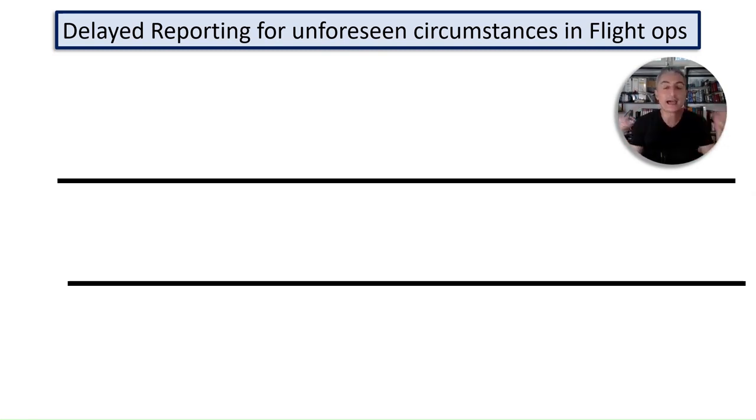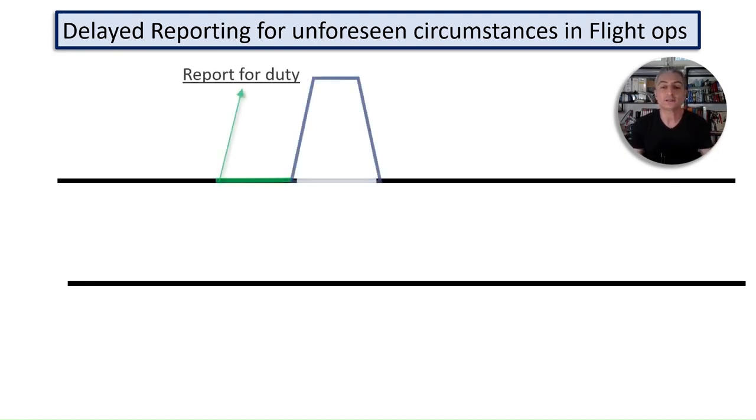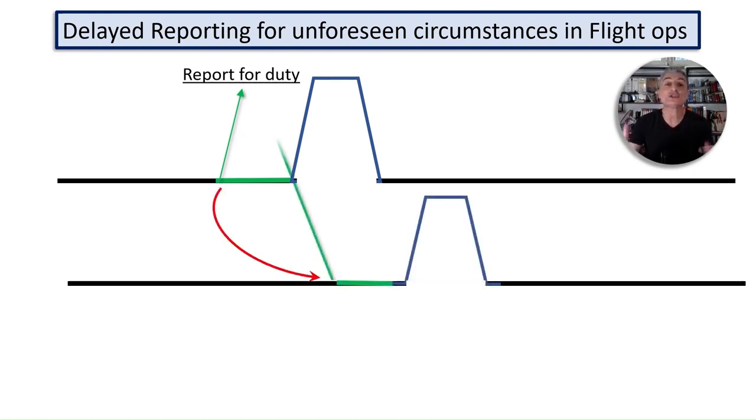There's a lot of things that might happen. Above all, a lot of unforeseen circumstances might happen. And therefore, our reporting time can actually be delayed, as we say here, delayed reporting for unforeseen circumstances in flight operations. Now, of course, the definition of unforeseen circumstances in flight operations is open to interpretation, but anyway, that means if we have a flight and we have a report for duty, this report for duty can actually be delayed sometimes in the future. There are rules, of course.